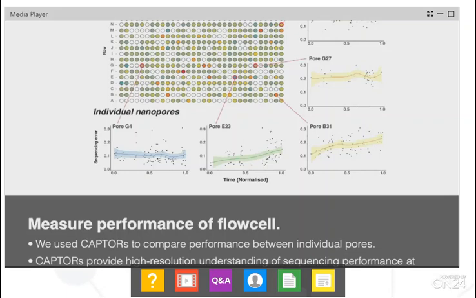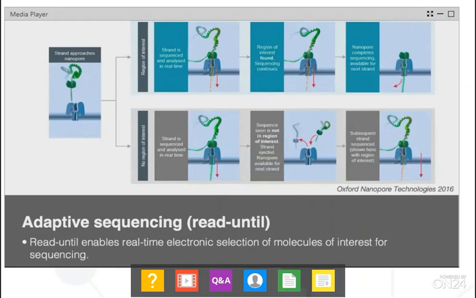Now, why would such high-resolution data be useful? Well, another exciting feature of nanopore sequencing is called adaptive sequencing, or read-until sequencing. In adaptive sequencing, the nanopore reads the initial part of the DNA molecule, and if it's not interesting, it reverses the polarity to spit the DNA sequence back out. And this is great because you can enrich for sequences of interest while excluding unwanted sequences.